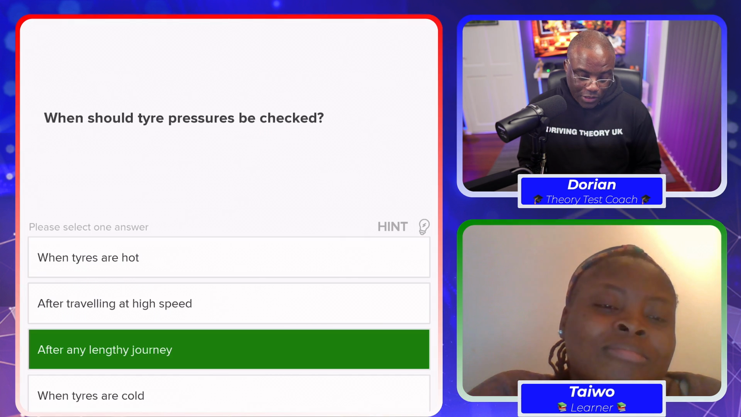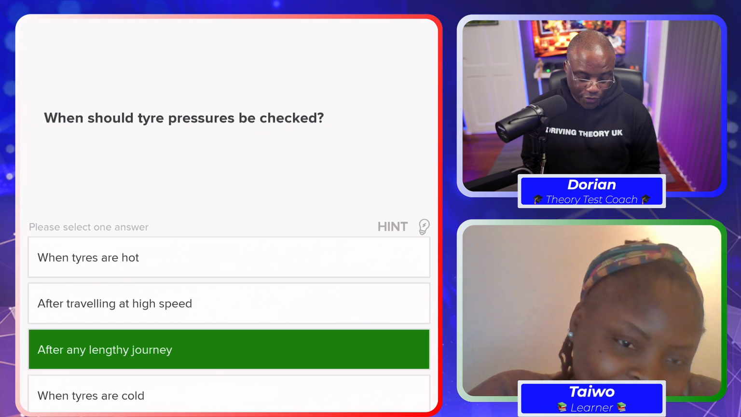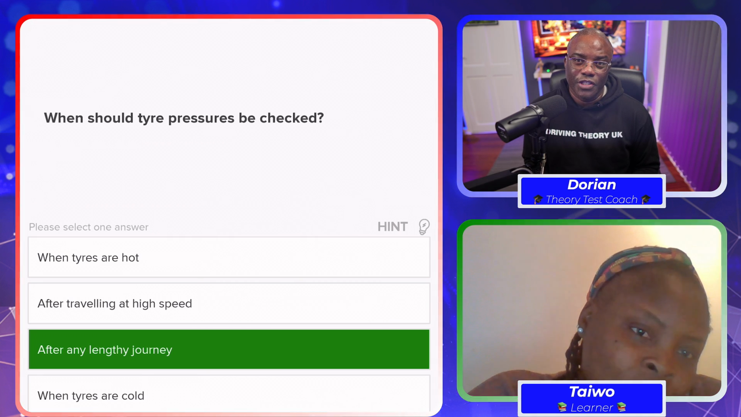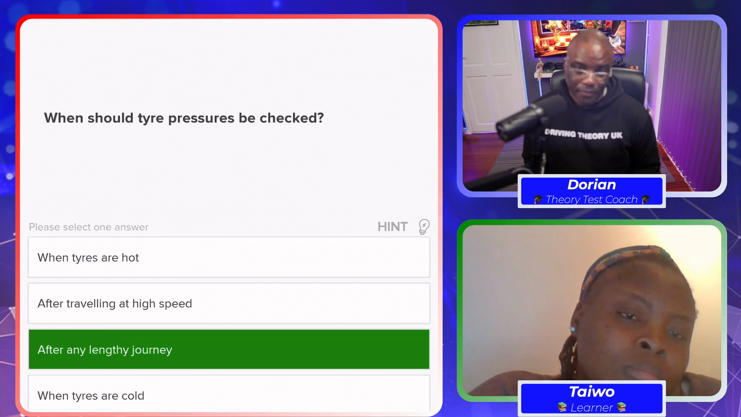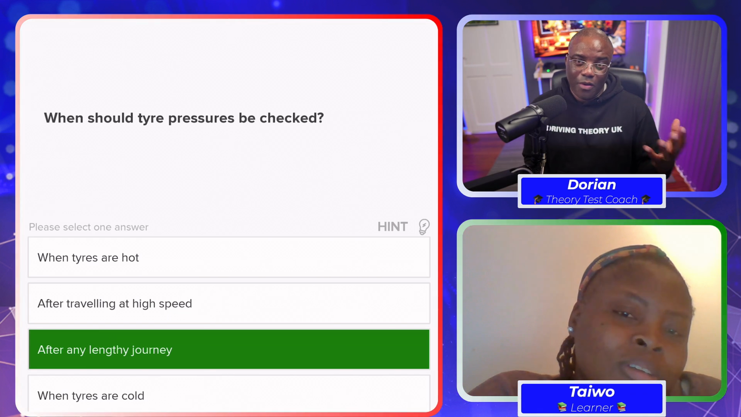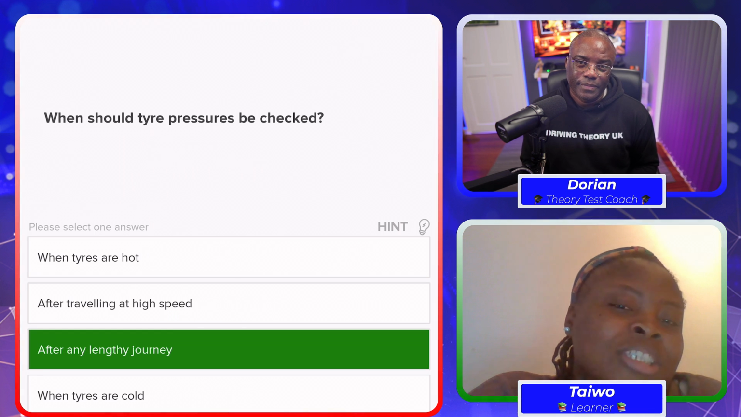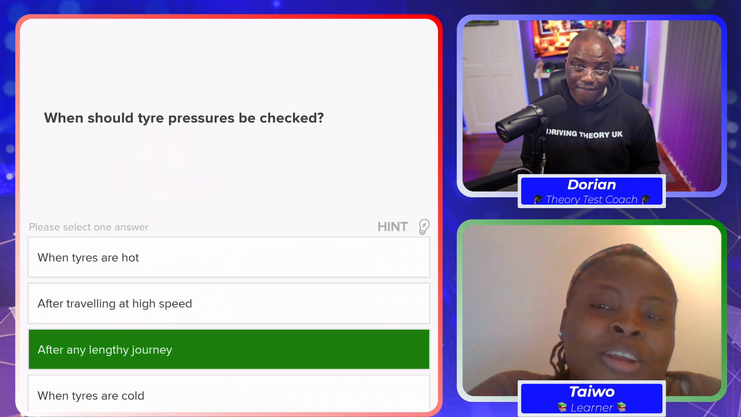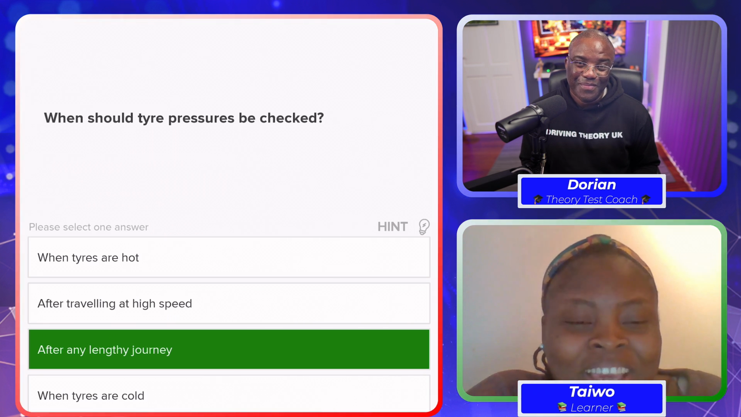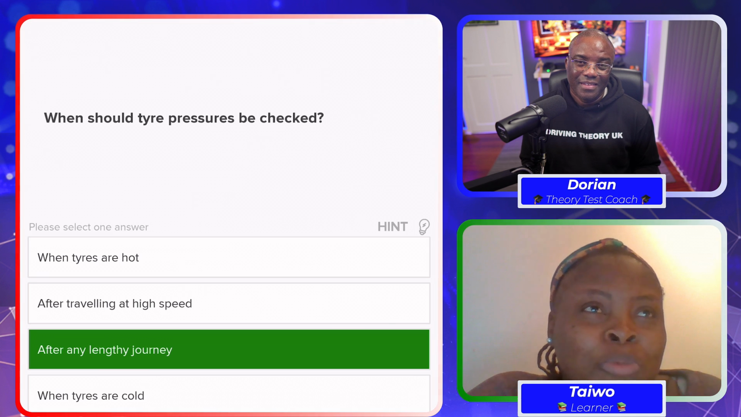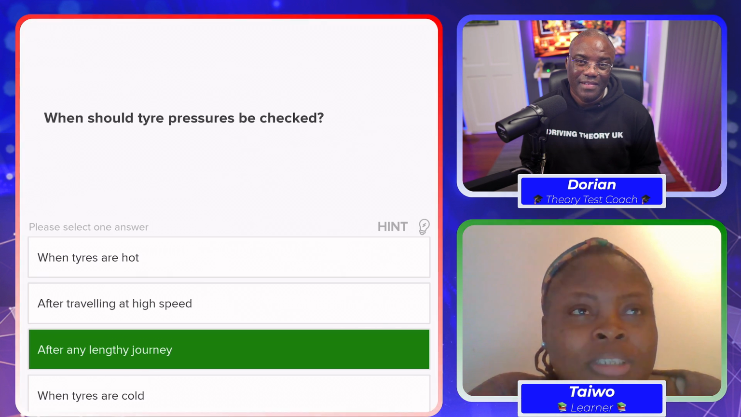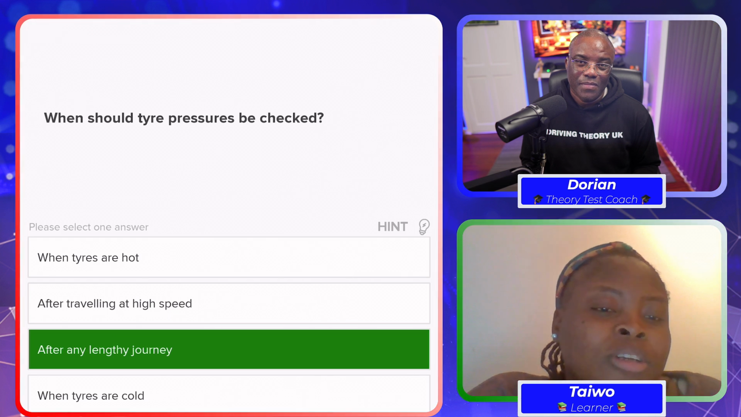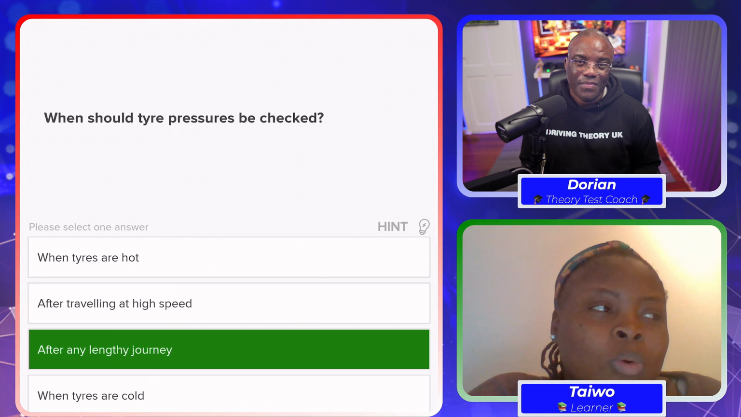Okay. This one, you went for after a lengthy journey. Why would you check it after a long journey? When should tire pressure be checked? Think about it. You've just done a long journey. Why would you check it then? When should the tire pressures be checked? It should be checked when they are cold. Yeah, because before you move, you're supposed to check the tire pressures to make sure it's the right pressure just before going. You can't do that after a long journey because it's going to be hot or not correct.